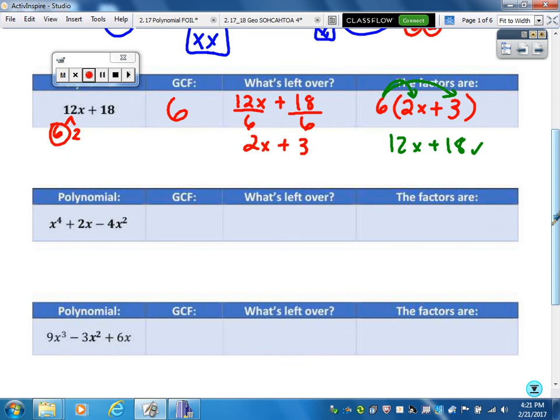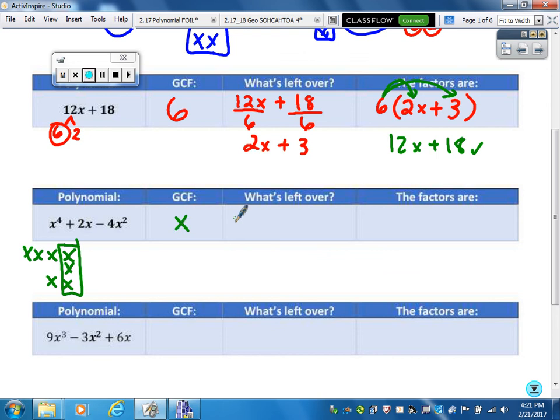So, a little more complicated. I've actually only got a 1 over here, so there's really no number to pull out of this. But I have 4 x's, 1 x, and 2 x's. So if I have 4 x's, 1 x, and 2 x's, how many x's do they all have in common? Well, they all have at least 1 to give. So your GCF is x. So what's left over after I pull out that GCF?